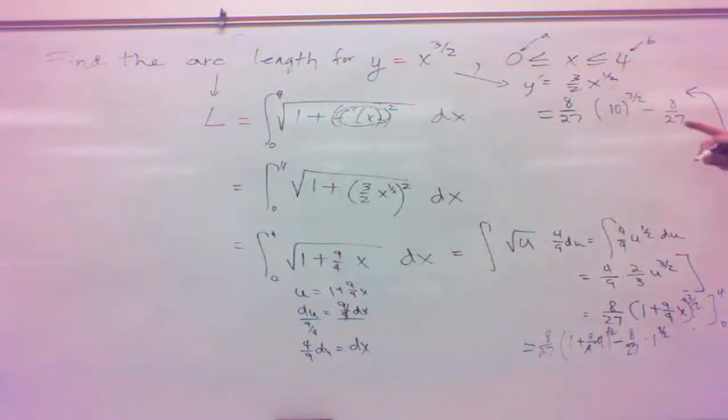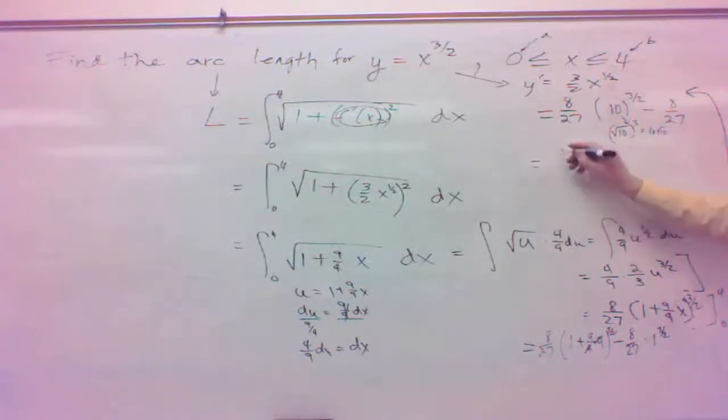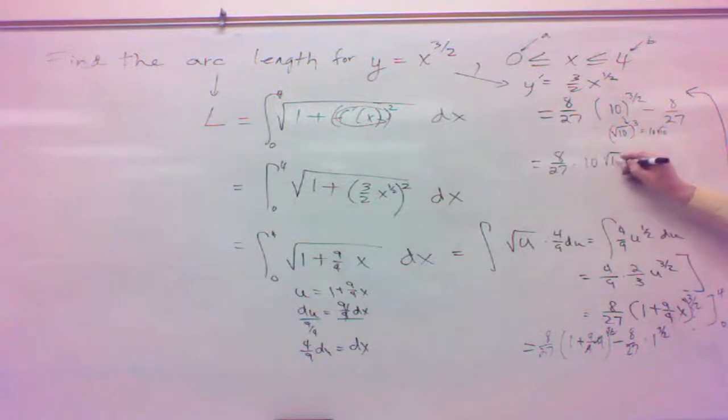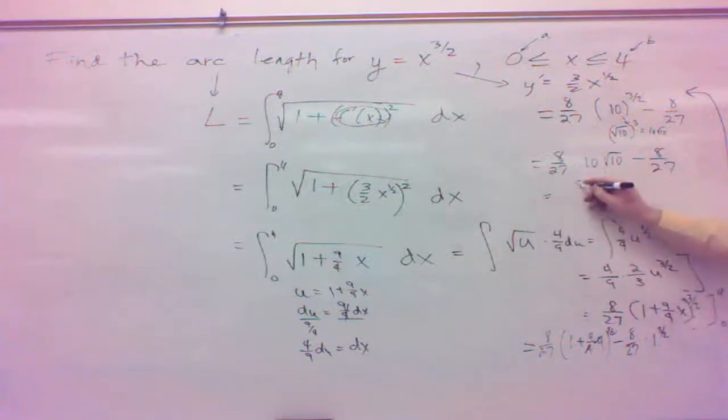What they would do with that, of course, the 2 means square root, so I've got the square root of 10 cubed. And square root of 10 cubed is 10 square root of 10, isn't it? Because you've got square root of 10, square root of 10, square root of 10. Square root of 10 times square root of 10 is just 10. So 10 square root of 10. All right, so that's 8/27 times 10 square root of 10 minus 8/27. I'm just working to show you what they would get. So that would be 80/27 square root of 10 minus 8/27.